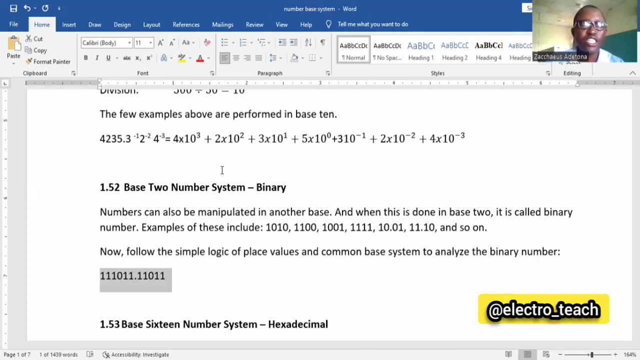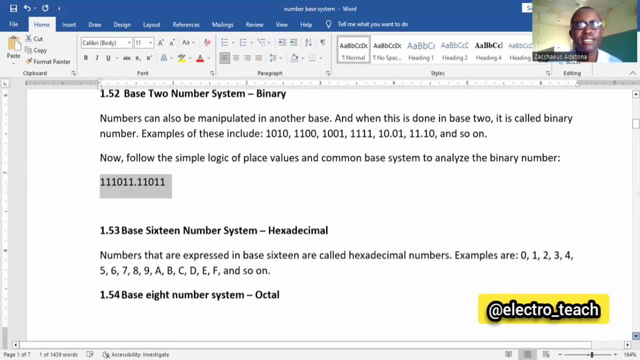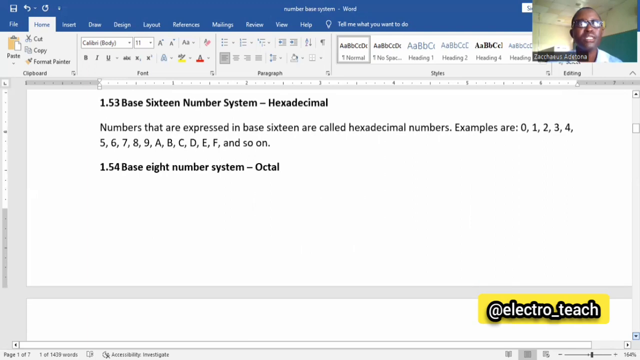Now, in engineering, another popular base system that we use is the base 16 system. Base 16 is termed hexadecimal. Now, when you are dealing with base 16, there's a special way by which base 16 is represented. You use numbers to represent base 16 as well as letters A, B, C, D, E, F. The numbers that are used in base 16 include 0, 1, 2, 3, 4, 5, 6, 7, 8, 9.